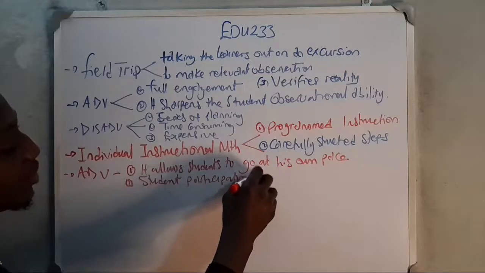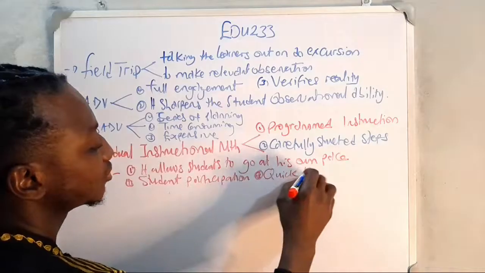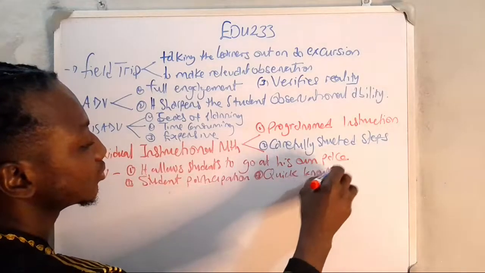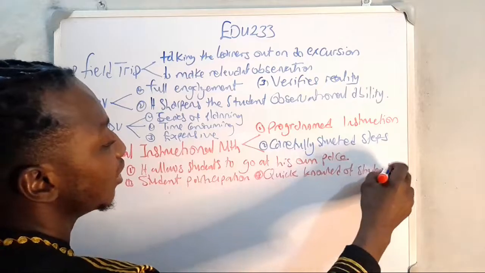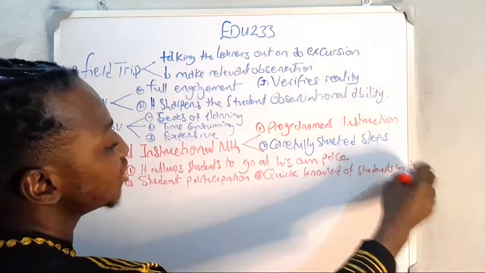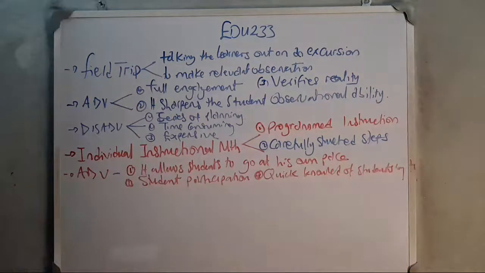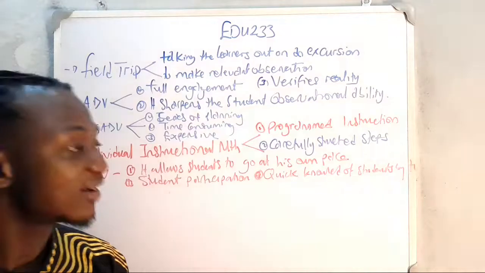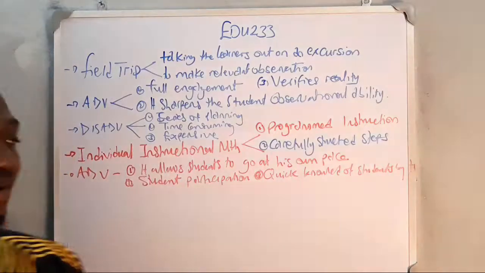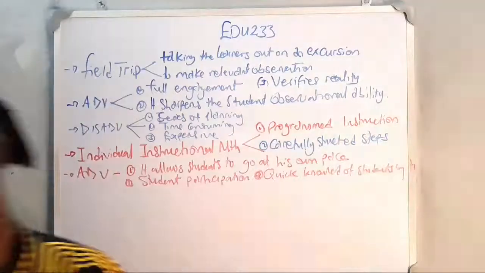And we have quick knowledge of students by teachers. It helps the teachers to quickly understand that, okay, it seems like this student is a fast learner, this student is a slow learner. So teachers can quickly observe that in this method.